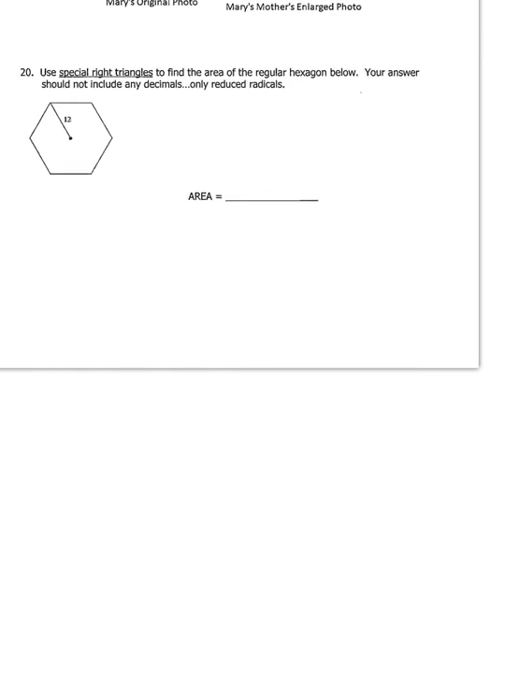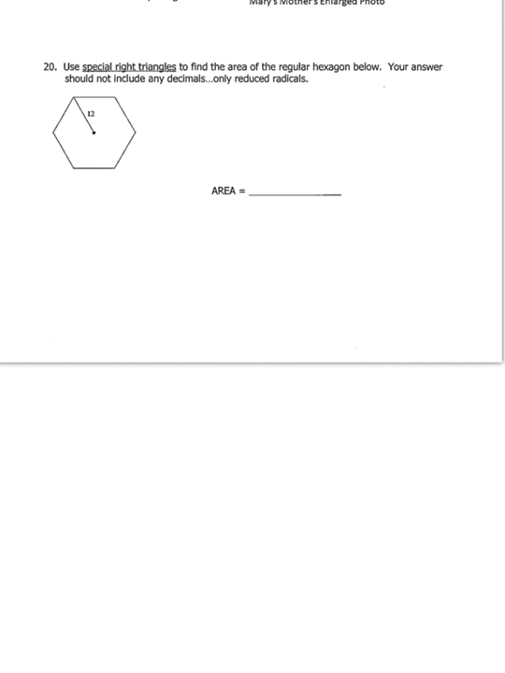Finally, we need to use special right triangles to find the area of this regular hexagon. The first thing I'm going to remember is that the area is equal to the apothem times the perimeter divided by 2. We have neither the apothem nor the perimeter right now with our given picture, so we're going to have to do some work.